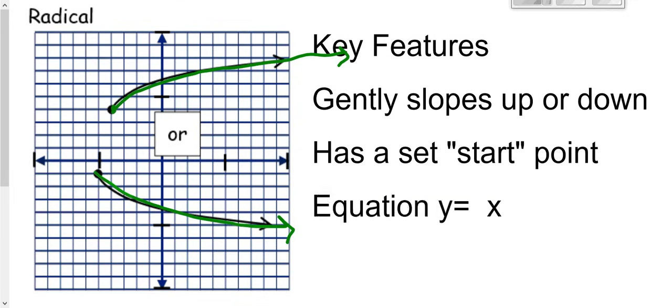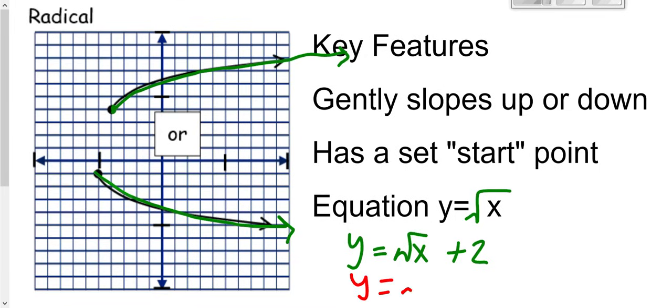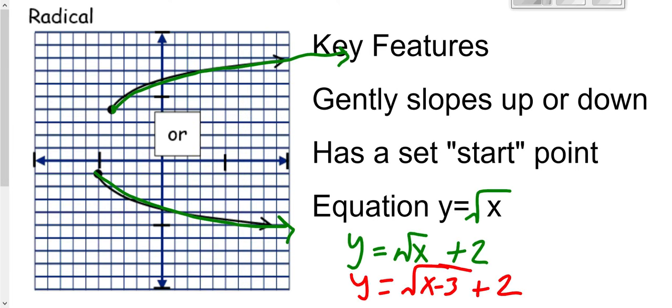And then the equation should have a square root in it. y equals the square root of x. So you might see something like y equals the square root of x plus 2, or you might see something like y equals the square root of x minus 3, plus 2. Both of those would be radical functions. So those are all the key features and types of functions that you're going to see in Algebra 1. Go ahead and move on to your practice in identifying the different types of functions.